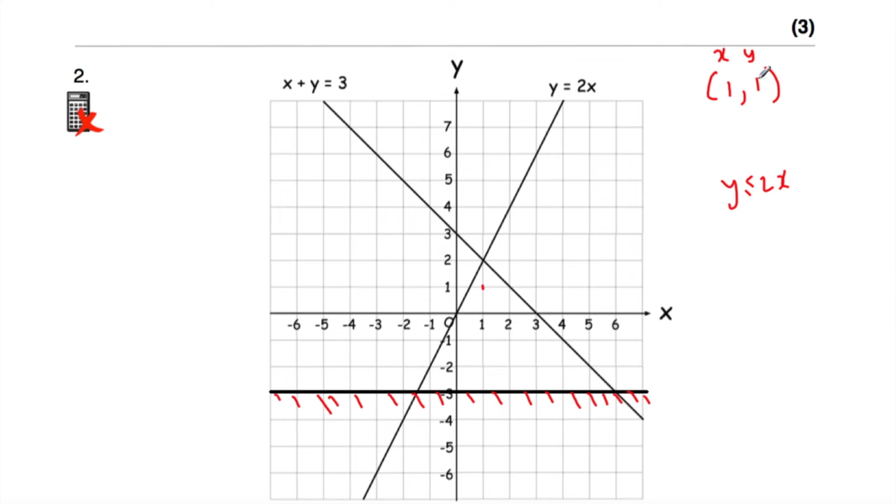So y is 1. And then we've got y less than or equal to 2 times x. So 2 times 1 will be 2. And is 1 less than or equal to 2? Well, yeah, 1 is less than 2. So that means the point (1, 1) is on the side of the region that we're going to accept.